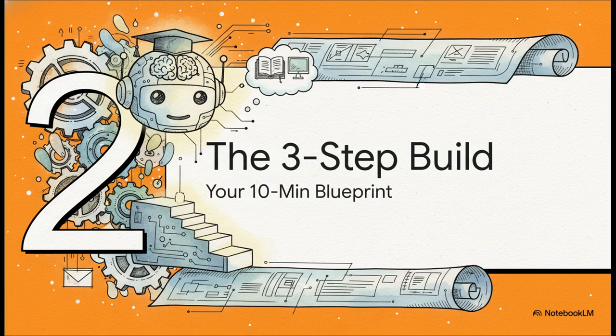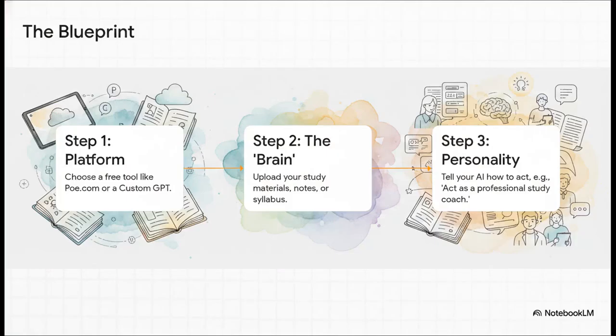So you're probably wondering, how do I actually build this thing? Let's get right into the blueprint. It's just 3 simple steps, and you are going to be shocked at how easy this is. First, you pick your platform. There are great free options out there like Poe.com or creating a custom GPT. Super easy. Second, and this is the fun part, you give it a brain. You upload your materials, PDFs of your syllabus, your lecture notes, maybe some research papers. This is how it learns your world. And third, you give it a personality. You tell it how to help you. Maybe you want it to be a professional study coach, or maybe a Socratic questioner that really challenges your ideas.